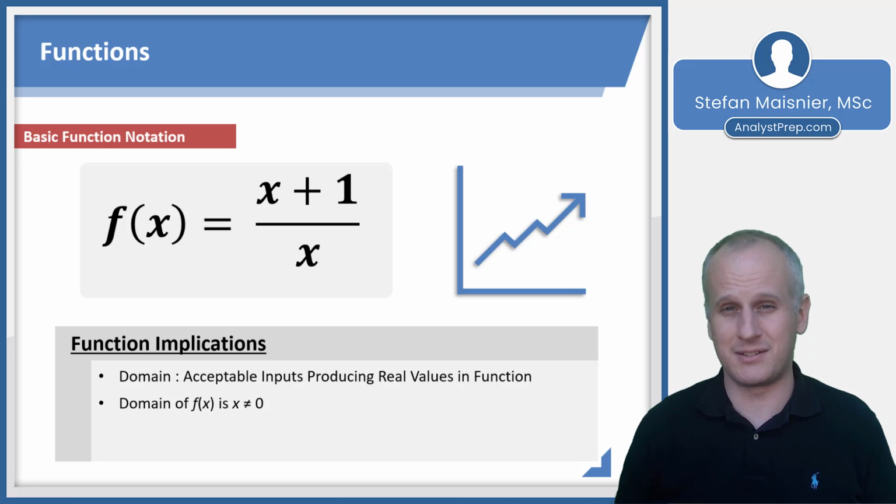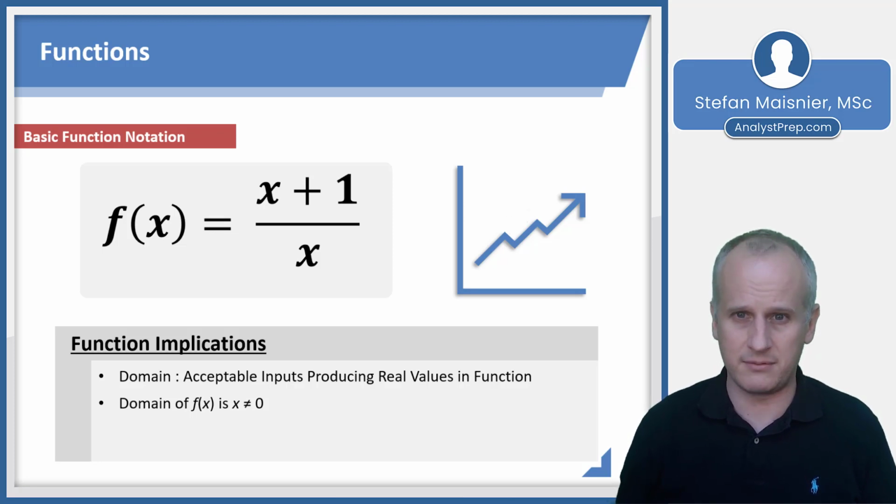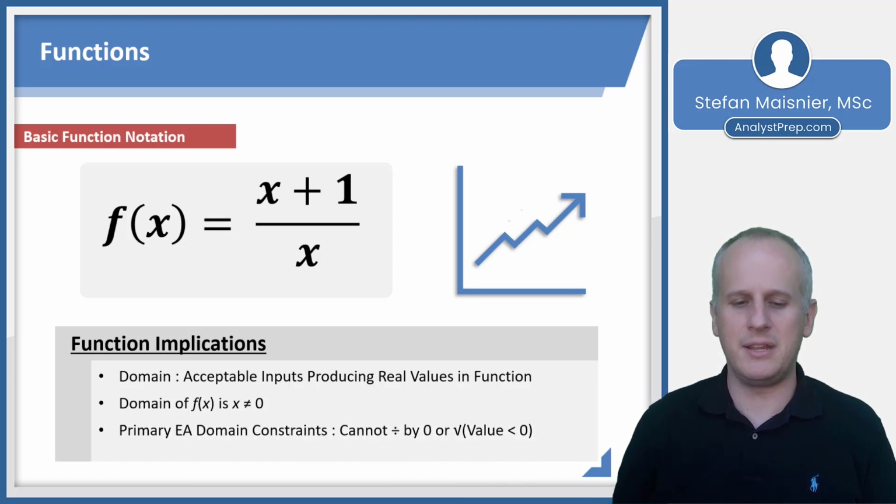And that's actually a good thing because there's a lot of complexity that gets involved there. So that's a net positive for every test taker that we can't divide by 0. And your primary EA domain constraints are going to be that you can't divide by 0 and you can't square root a value less than 0. Because if you were to square root a negative, you end up with an imaginary number, because we know that any square root is supposed to produce two values that are the same. And of course, you have to have a positive and a negative to produce a negative product. So you cannot square root a negative on this test either. That would be outside of any domain for a function.